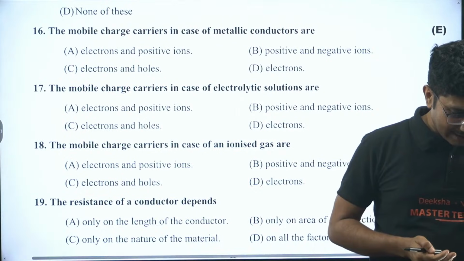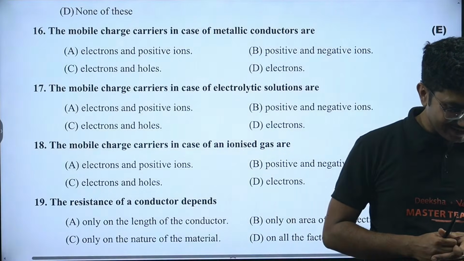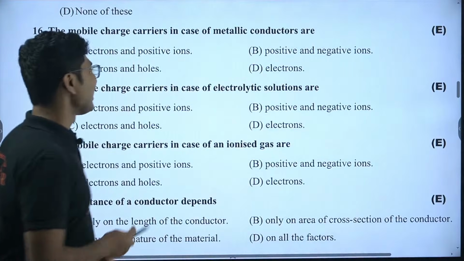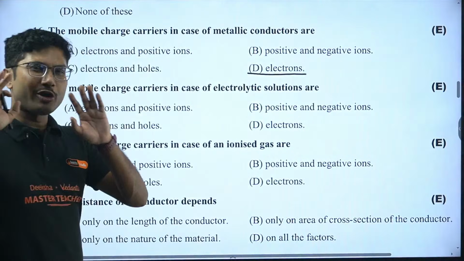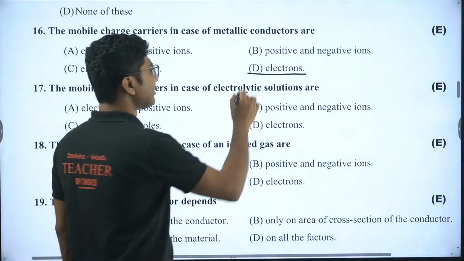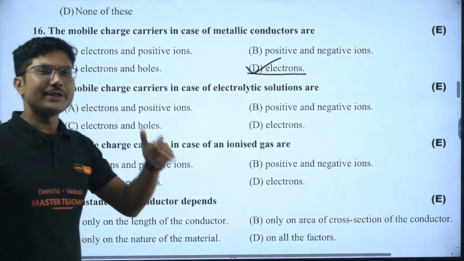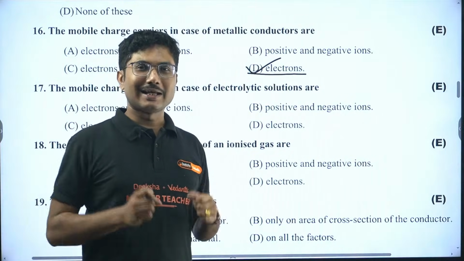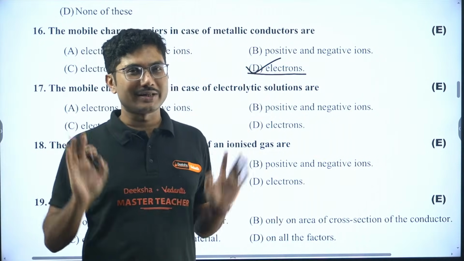Mansi is saying B, Nagraj is saying D, Sinchana is saying D, Ashel is also saying D. So yes, the correct answer is electron. In case of conductors, only electrons. In case of semiconductors, electrons and holes. Positive ions cannot move. They are too heavy to move. They are like a very fat person sitting in their chair and they will do nothing.